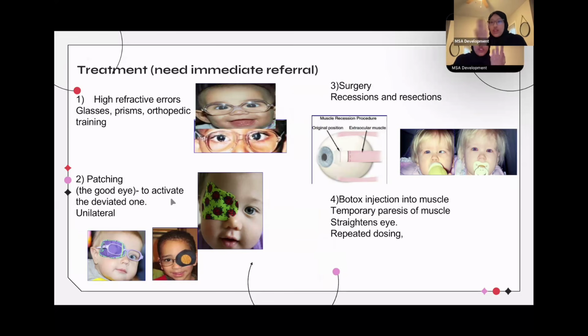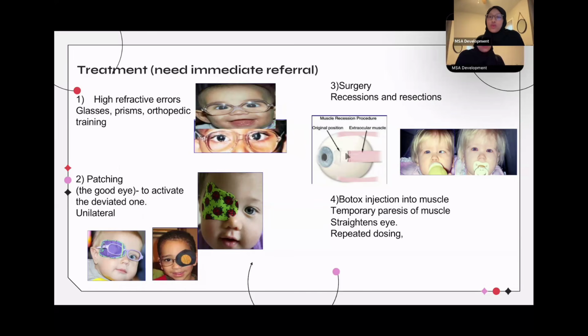You can only do this if someone has unilateral strabismus. If it's bilateral, you cannot patch both eyes because they cannot see. With unilateral strabismus, if they have refractive error, you can put glasses on them. If they have both, you can put glasses and patch. If they have only the deviation problem, you can just put the patch.